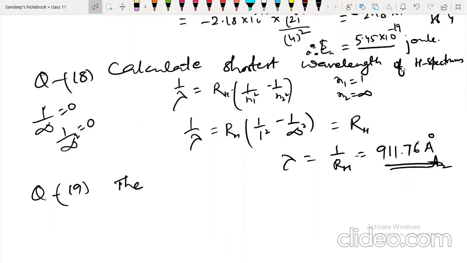Sorry, they ask for longest. Longest then N1 equal to 1, N2 is equal to 2. Okay. Okay, sir.